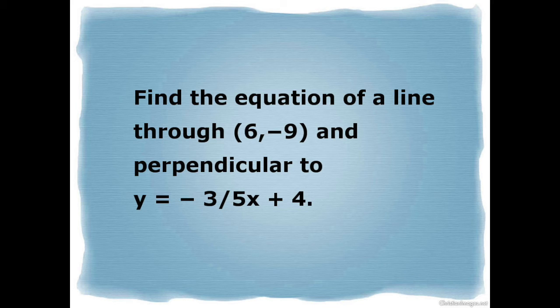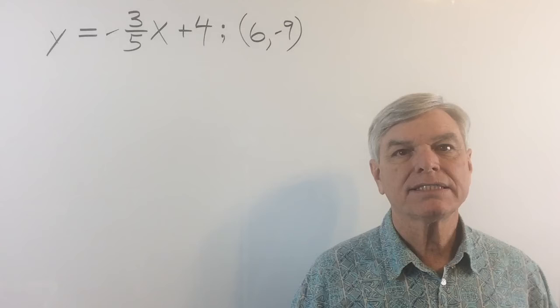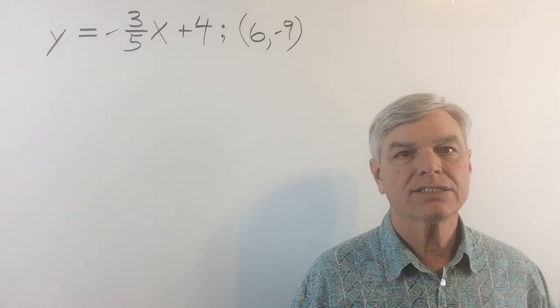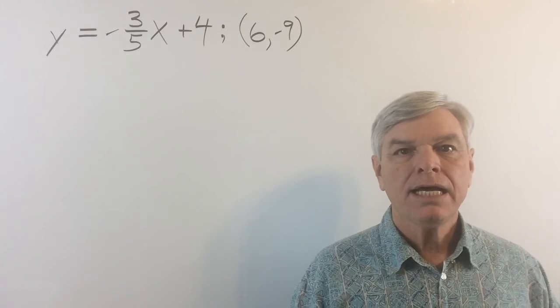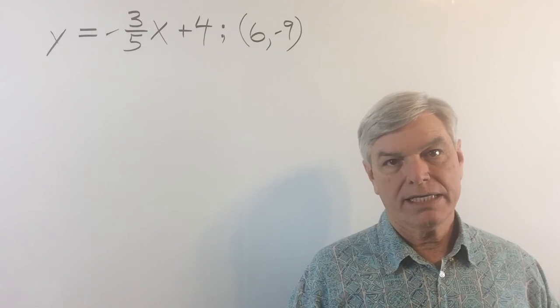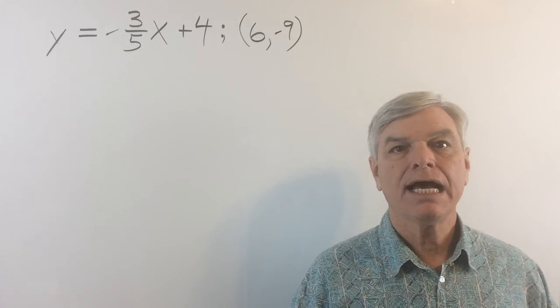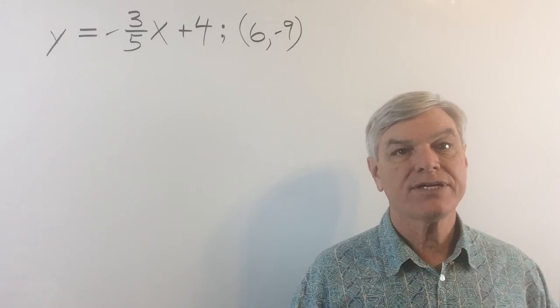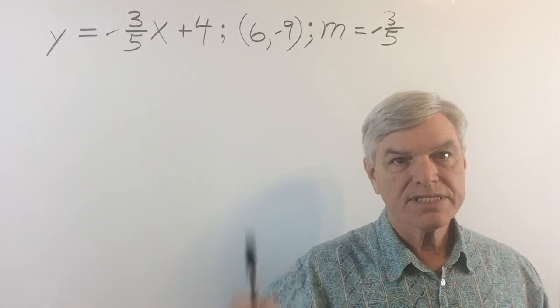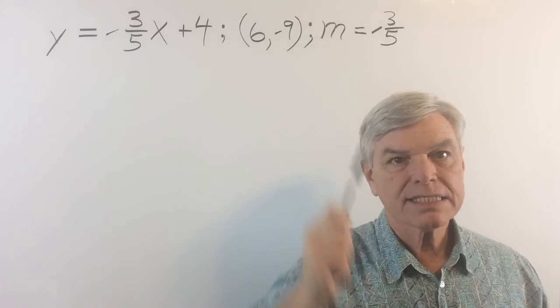Find the equation of the line through 6, negative 9 perpendicular to y equals negative 3/5 x plus 4. Well, they made life pretty simple for us because we didn't need to get x on the other side. It already is. And we don't need to get y alone. It already is. So we have 1y equals negative 3/5 x. And so the coefficient in front of x is going to be our slope. Let's put that down. Our slope is negative 3/5, but that's not what they asked us for.